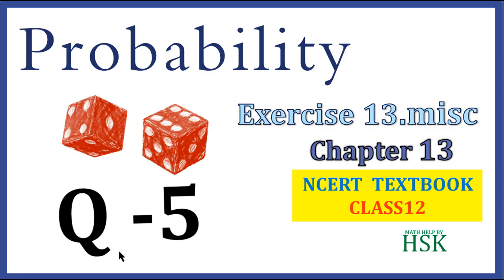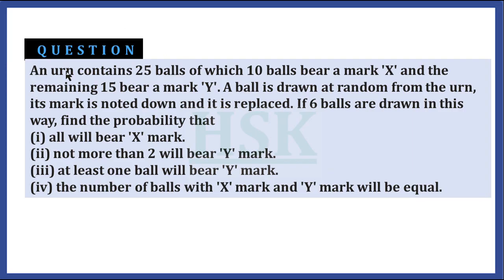This is question number 5 from miscellaneous exercise of chapter 13, probability. The question is, an urn contains 25 balls of which 10 balls bear a mark X and the remaining 15 bear a mark Y. So we have an urn which contains 25 balls and 10 balls are such which are marked with the letter X and the remaining 15 balls are marked with the letter Y. A ball is drawn at random from the urn.